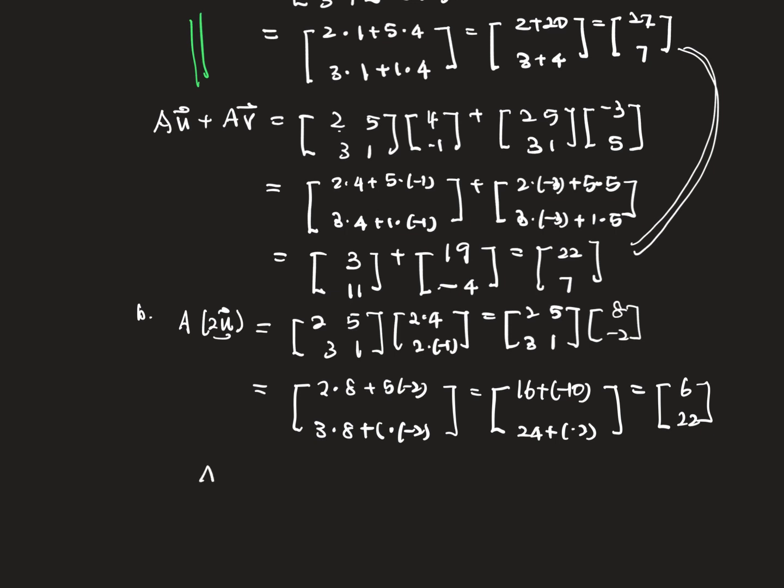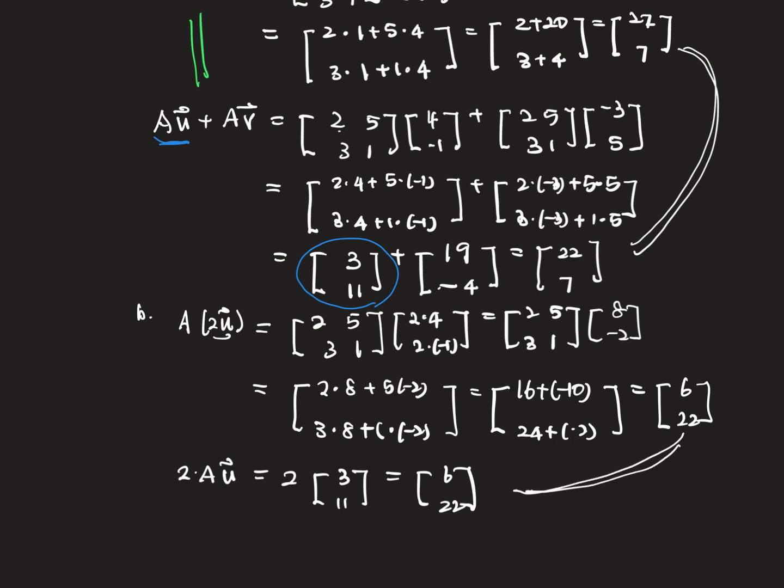So let's do the product Au first and then scalar multiplication. You already did Au right there, guys. Au is right there, right? So this one is going to be 2, 3, 11. That's going to be 6, 22. So you're going to say these two things are the same. So the conclusion is right there. Scalar multiplication and the product of matrix, and this one, product of matrix and scalar multiplication, are exactly the same, guys.